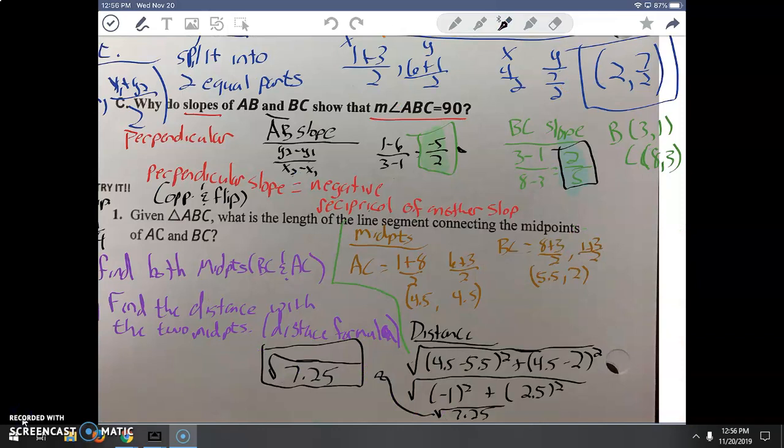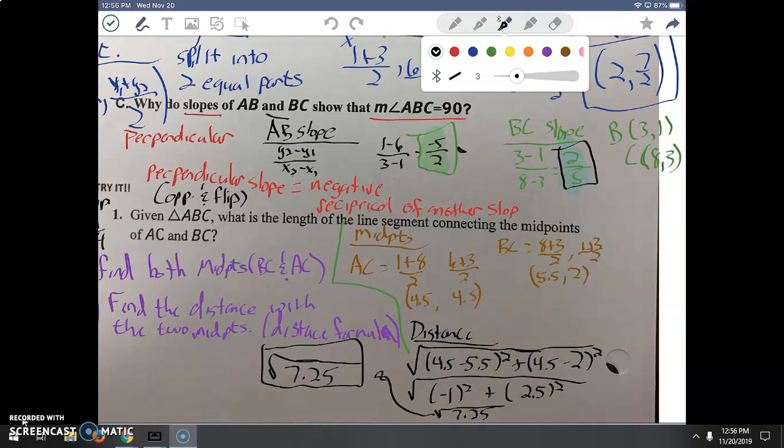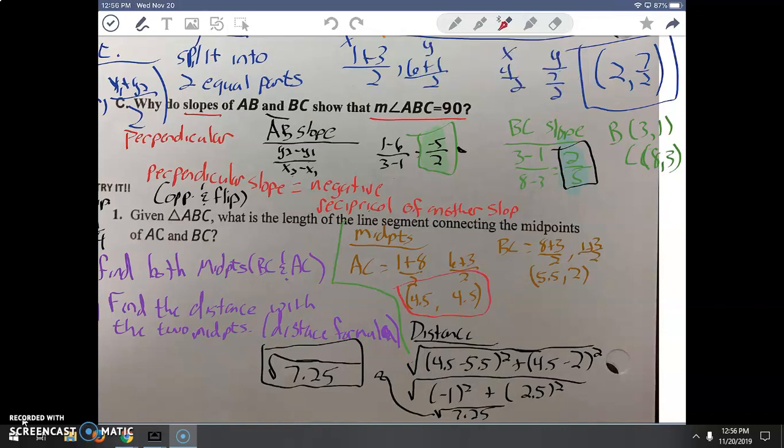All right, so here's all the work. In the brown, I've got your midpoints. So here's your midpoint for AC, and here's your midpoint for BC. I took those midpoints and put them down here in the distance formula, and then I found the distance. After I plugged everything in, I found the distance to be 7.29.